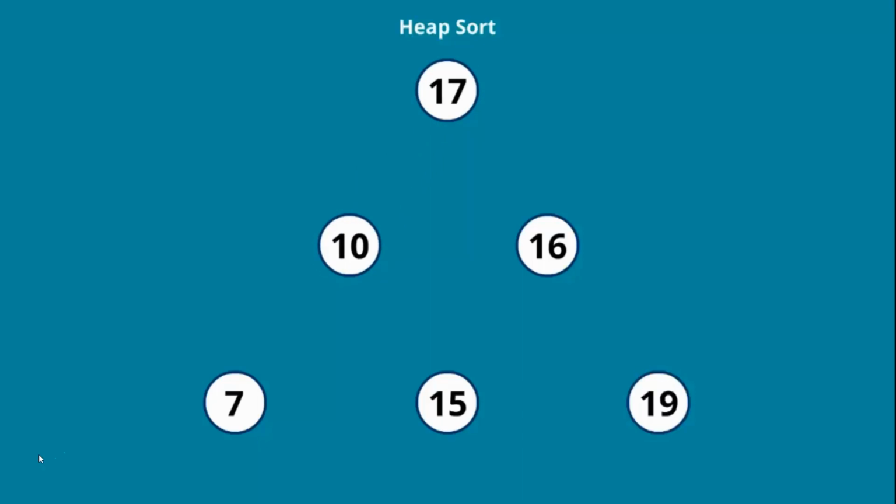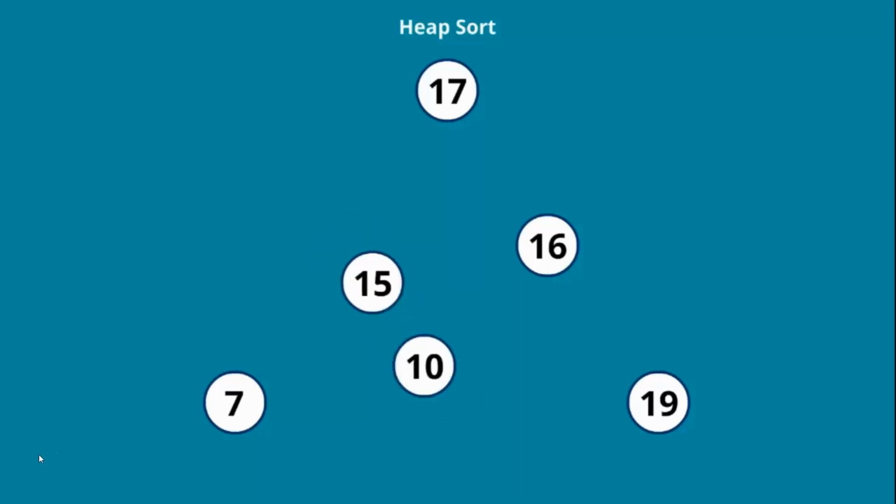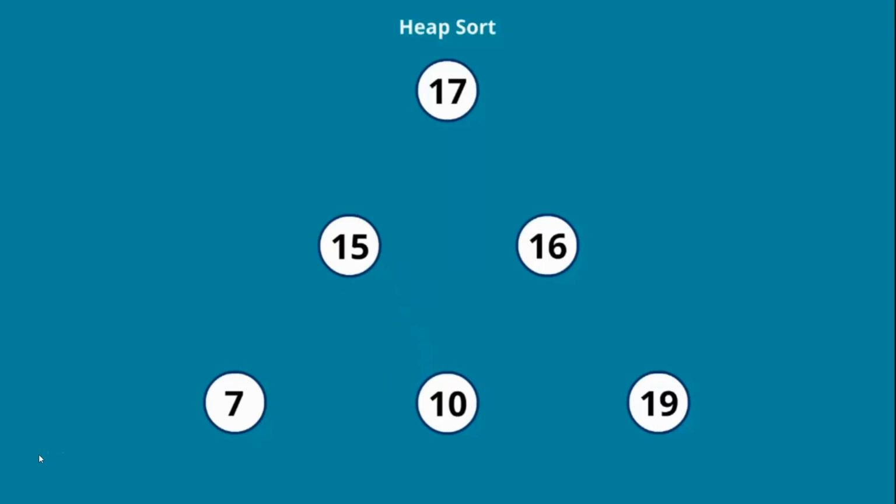Now, as we can see in this figure, the parent element 10 is smaller than the children elements, so it has been replaced. Now, considering the next part, the parent element 10, and after that comes the element 17. Element 15 is replaced in such a way, because 10 is smaller than its children element 15. So we are replacing this position as mentioned over here.